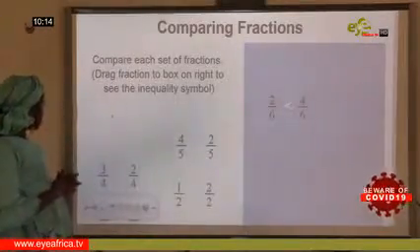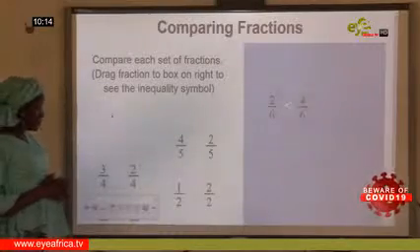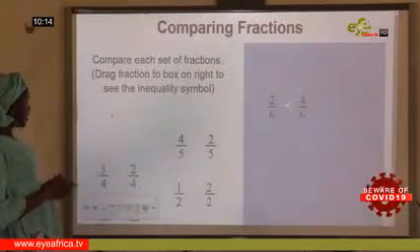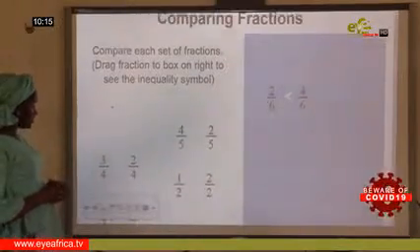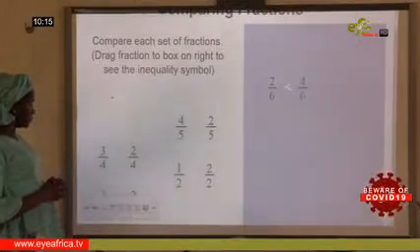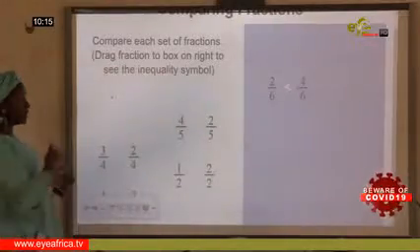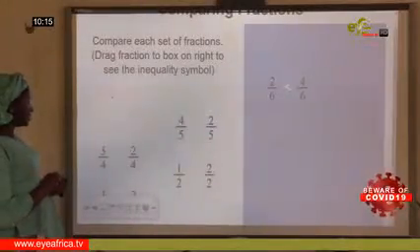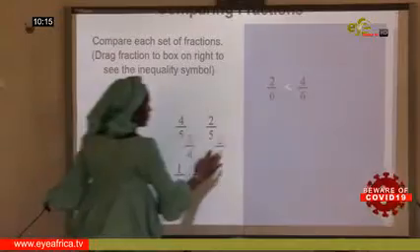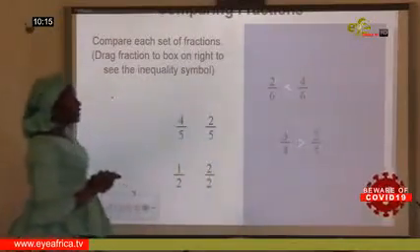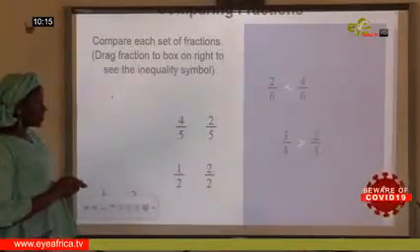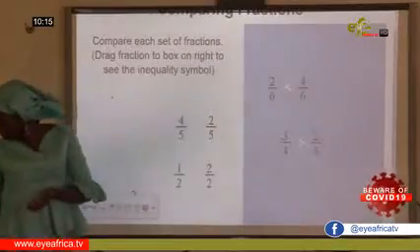Set 2, 3/4 and 2/4. Which inequality symbol suits here? It is the same denominator. Now consider the numerators before I drag it to the box to tell you the answer. Three-fourths is greater than 2/4.